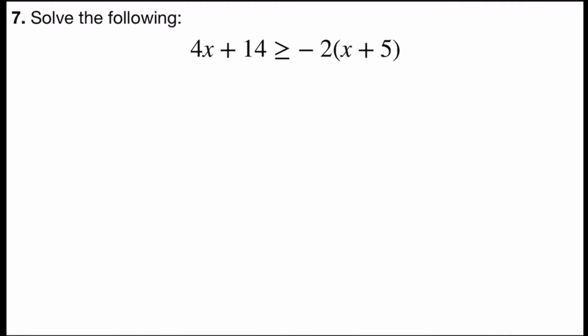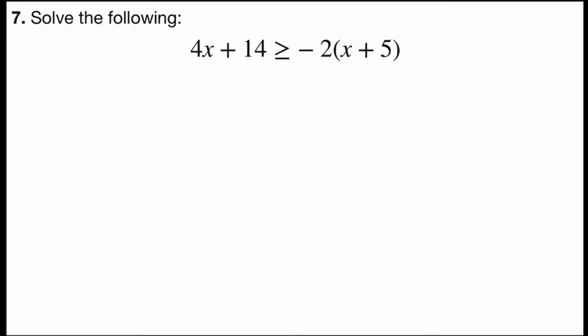Problem number 7 says, solve the following. 4x plus 14 is greater than or equal to negative 2 times x plus 5. And so this is an inequality, and the process is very similar to solving an equation, except if we multiply or divide by a negative value, we have to reverse the inequality symbol or flip it over.